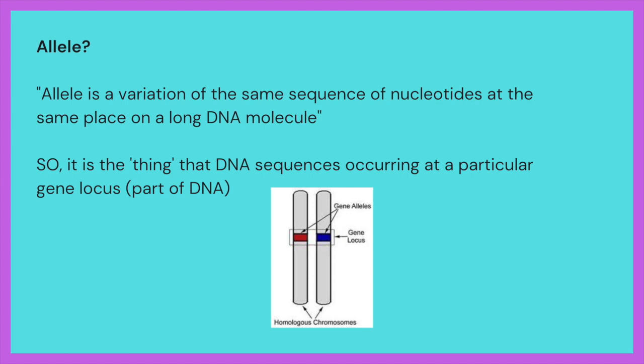What's an allele? According to the dictionary, an allele is a variation of the same sequence of nucleotides at the same place on a long DNA molecule. But isn't that so complicated? In an easy way, an allele is the DNA sequence occurring at a particular gene locus. A gene locus is a part of the DNA, and we call the same part in the homologous chromosome the gene locus. The homologous chromosome is shown in the picture below, and the red and blue parts are the gene locus, and we also call them gene alleles.